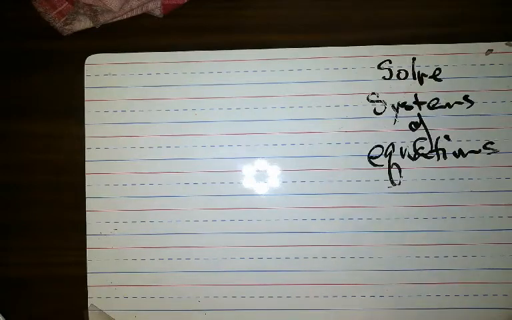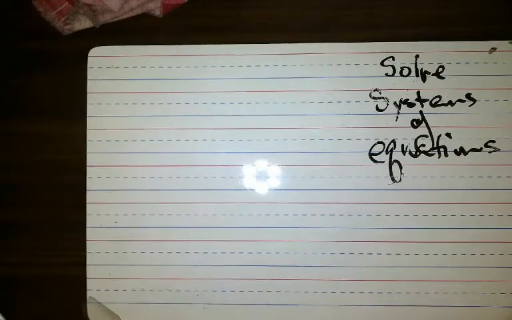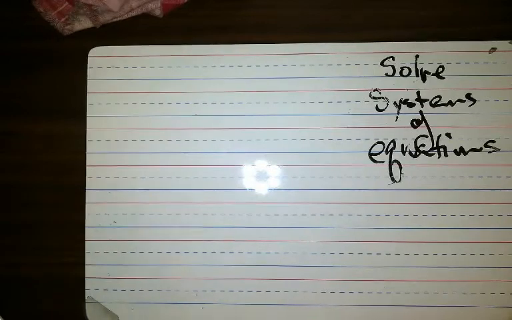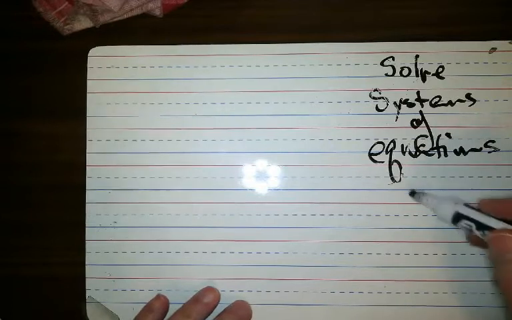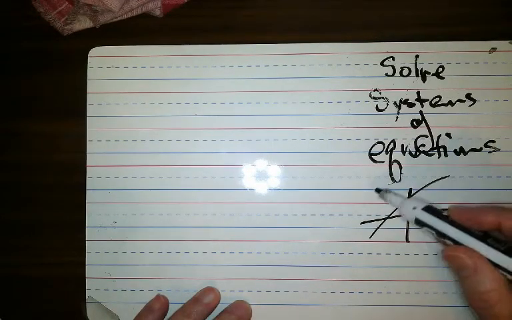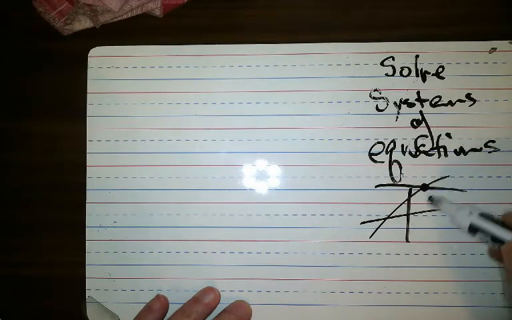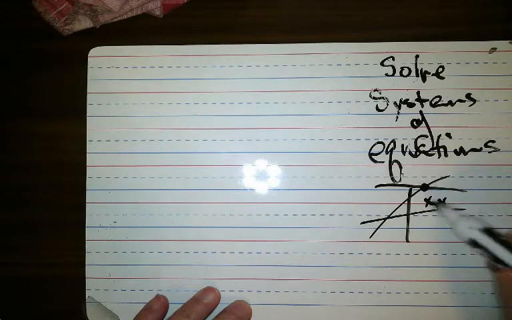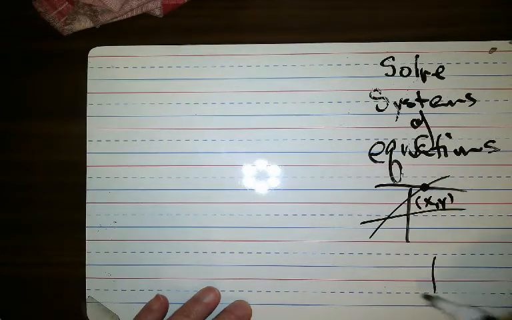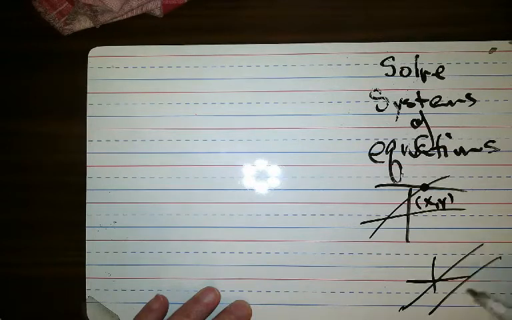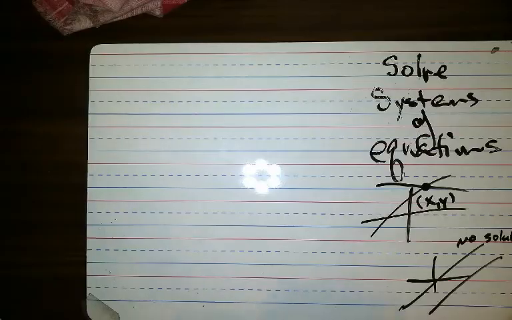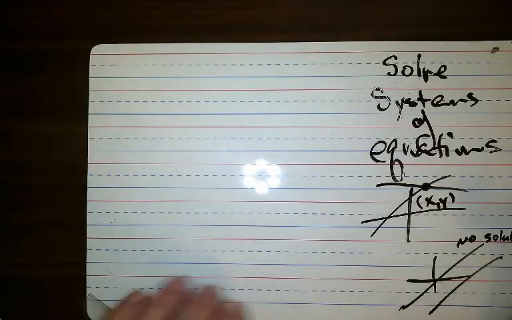Okay, we're solving systems of equations again. Solving systems. Now remember that what we're looking for is the place where the two lines cross. That means we're looking for a point, a coordinate. And if the lines don't cross, the lines are parallel, then there is no solution. Right? That's what we are interested in right now.